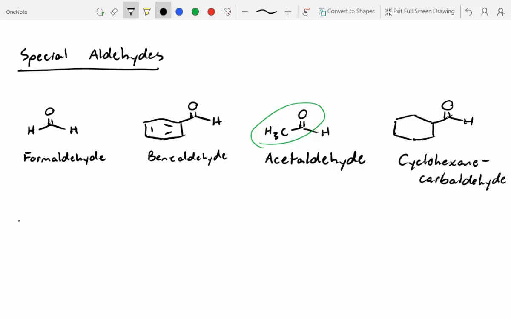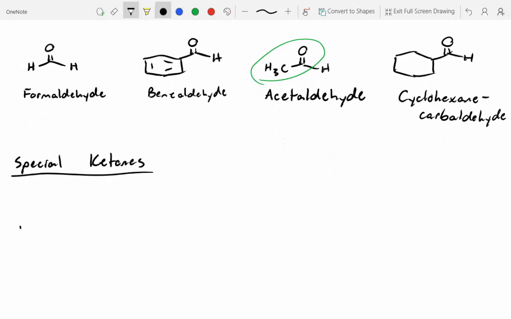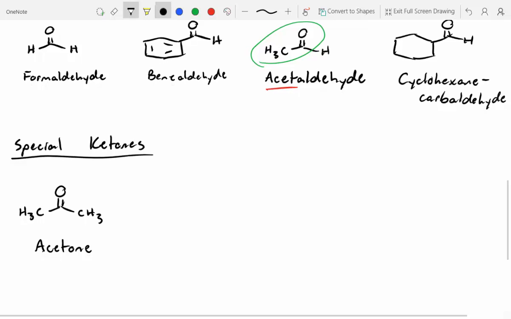Let's do the same thing with some special ketones. All right, the first ketone we're going to look at, I hope you guys know this one. What's this ketone called? What is it? Acetone, right? So you guys remember how we had this ACET prefix? So this will be the same thing. In this case, this is just acetone. We've got the ONE suffix indicating that it's now a ketone.